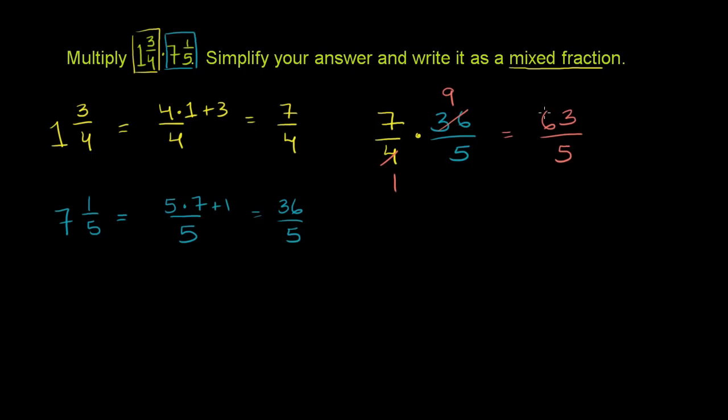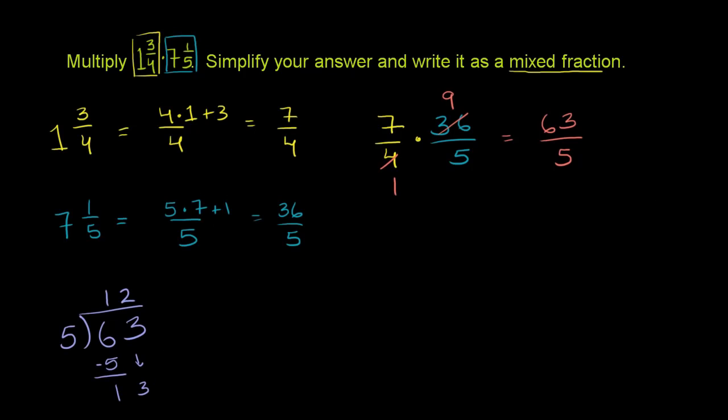So now we have our answer as an improper fraction, but they want it as a mixed number, or a mixed fraction. So what is 63/5? To figure that out, we take 5 into 63. 5 goes into 6 one time. 1 times 5 is 5. You subtract. 6 minus 5 is 1. Bring down the 3. 5 goes into 13 2 times. And you could have immediately said 5 goes into 63 12 times. But this way, it's at least to me, a little bit more obvious.